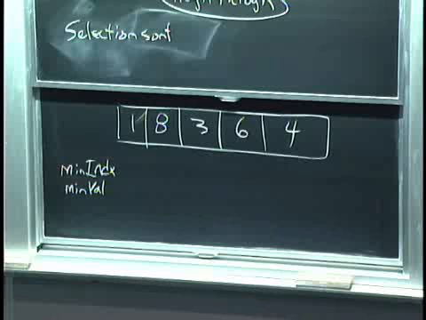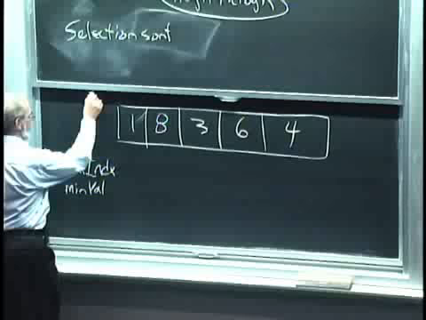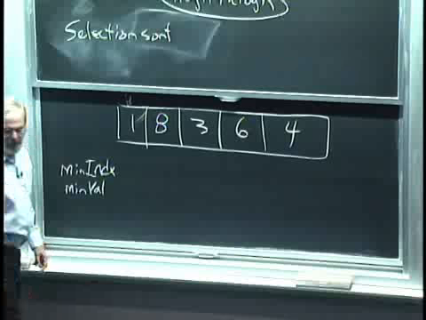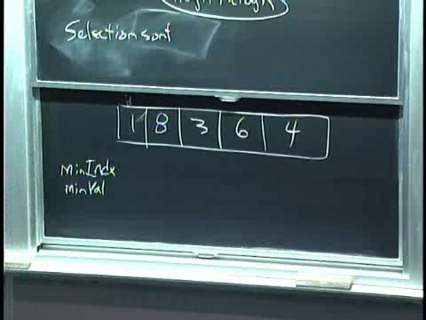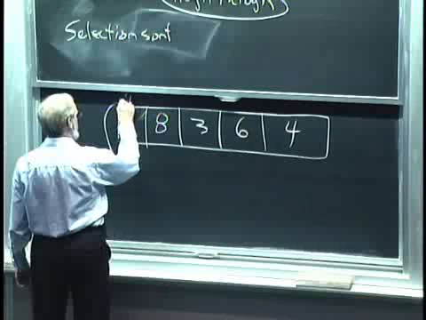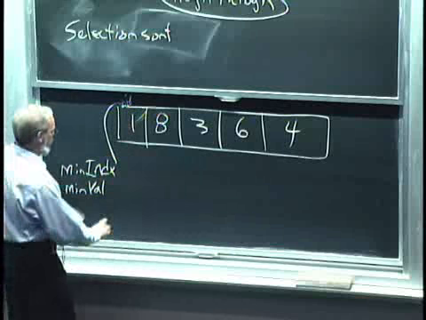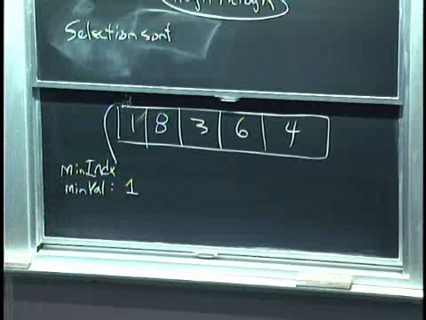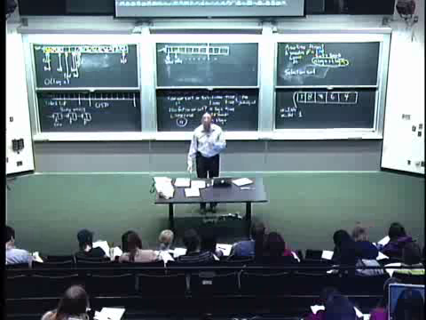Okay, let's simulate the code. Let's see what it's doing here. All right, so we start off. Initially, I is going to point there. And min index is going to point to the value of I, which is there. And min value is initially going to have the value 1. So we're simply catching hold of the first value we've got there.